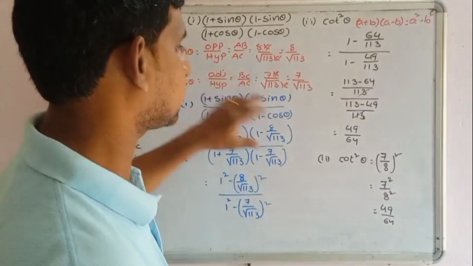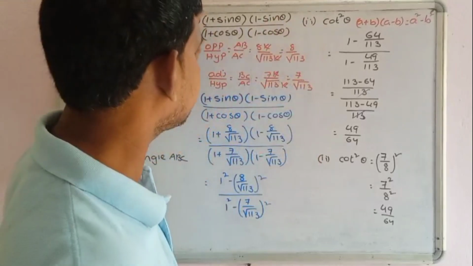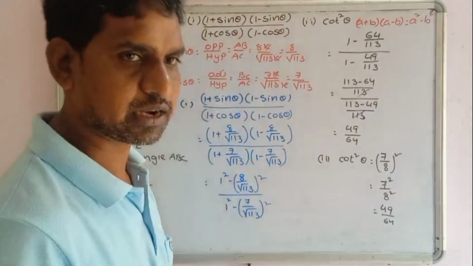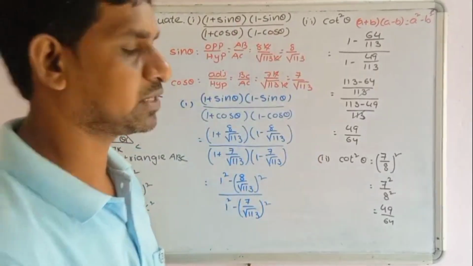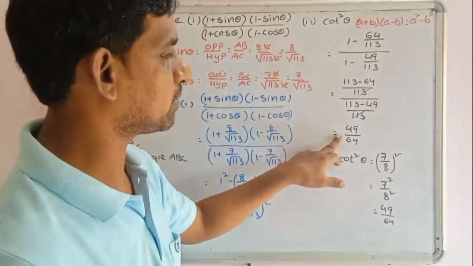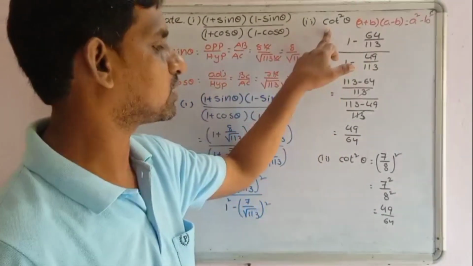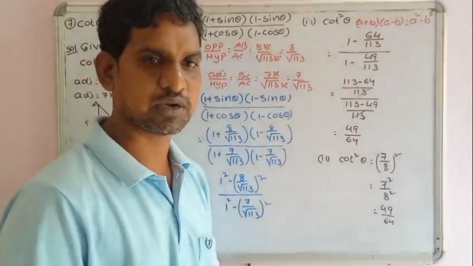But here it is not asking that. So only the values: I found the value of (1 plus sin theta) into (1 minus sin theta) by (1 plus cos theta) into (1 minus cos theta). Its value is 49 by 64. And the other one is cot square theta. This value is also 49 by 64.